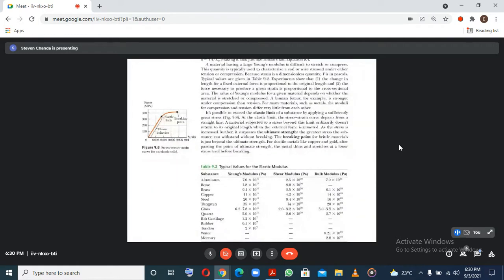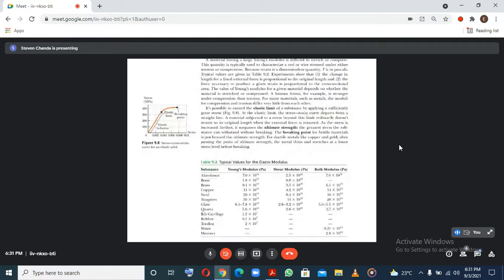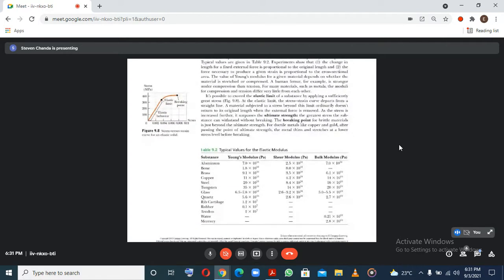So now, a material subjected to a stress beyond the elastic limit ordinarily doesn't return to its normal length when the external force is removed. So now it's like the deformity is becoming more or less permanent. Then, as the stress is increased further, it surpasses the ultimate strength.